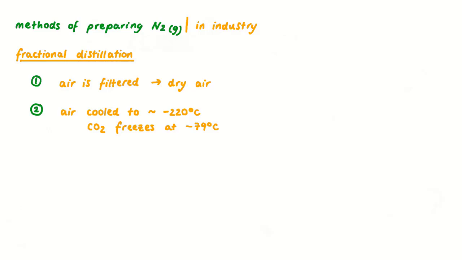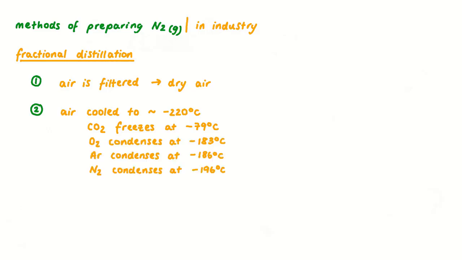The other major components of air condense at similar temperatures to each other, making them more difficult to separate. But if we heat the mixture slowly to just above -196 degrees C, which is the temperature at which nitrogen gas condenses, then the nitrogen will turn back into a gas, leaving the argon and oxygen behind as liquids. Now that we know how to isolate nitrogen, we're going to look at the reactions of nitrogen and its compounds.